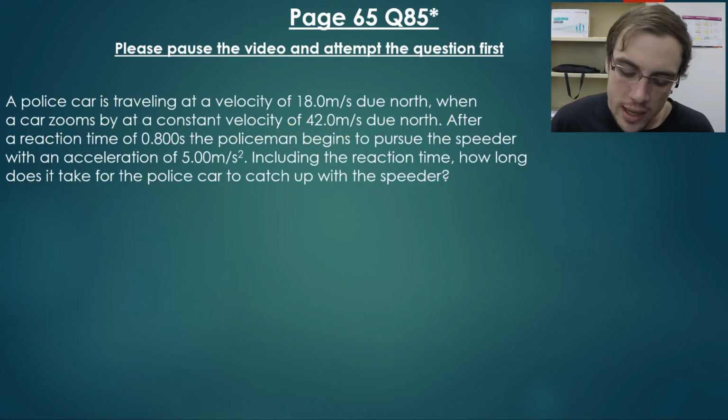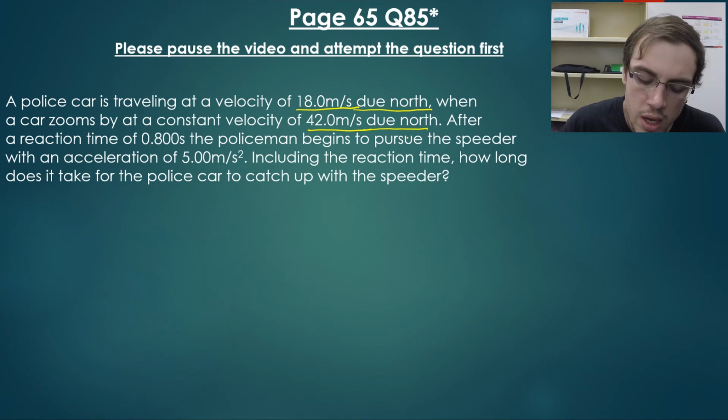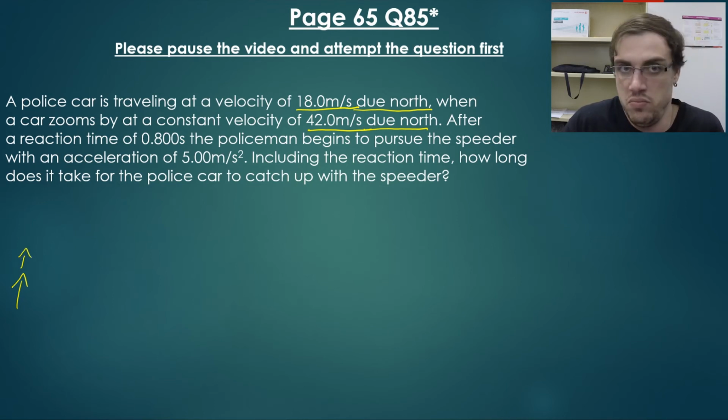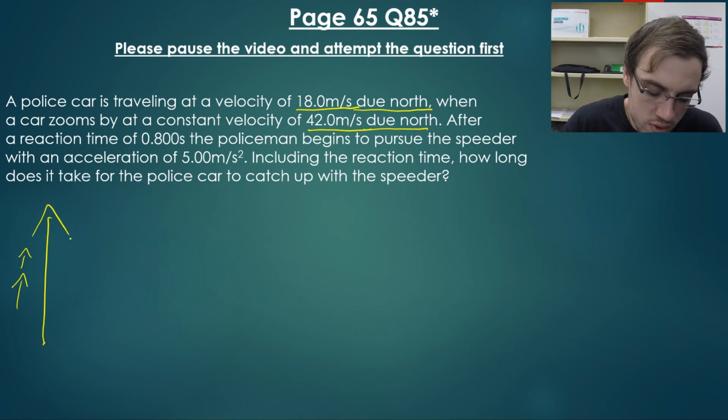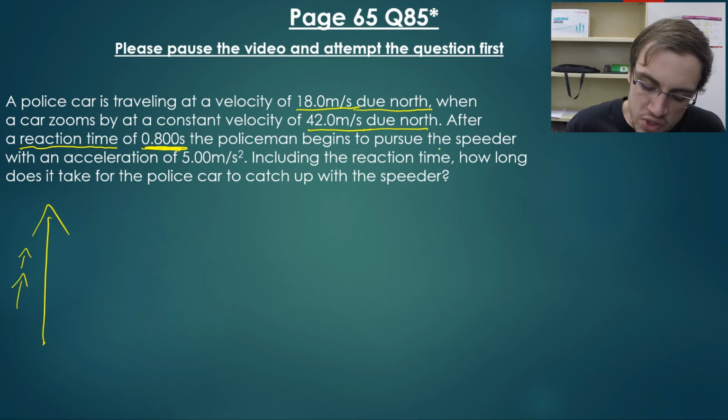Okay, so let us now look at question 85. A police car is traveling at a velocity of 18 meters per second, due north, when a car zooms by at a constant velocity of 42 meters per second, due north. So we've got a police car who's traveling this way at his velocity there, and we've got someone just smashing past him. So after a reaction time of 0.8 seconds, the policeman begins to pursue the speeder.